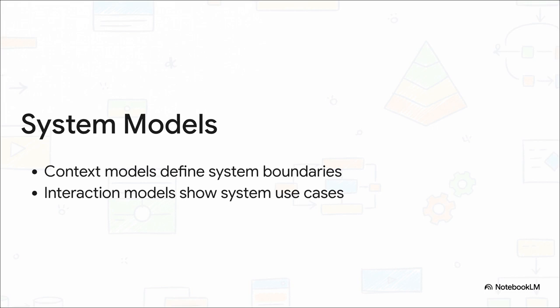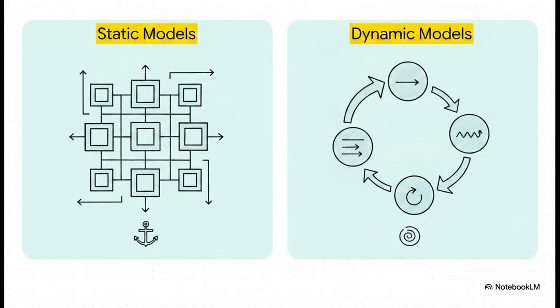We also dug into interaction models. We looked at use case diagrams for those high-level interactions with external actors, and sequence diagrams, which give us the detailed step-by-step communication happening between objects inside the system itself. So, the crucial point is really understanding the core difference between the last two types of models. Structural models are your static architectural blueprints. Think of class diagrams. They show the organization of the system's design, totally frozen in time.